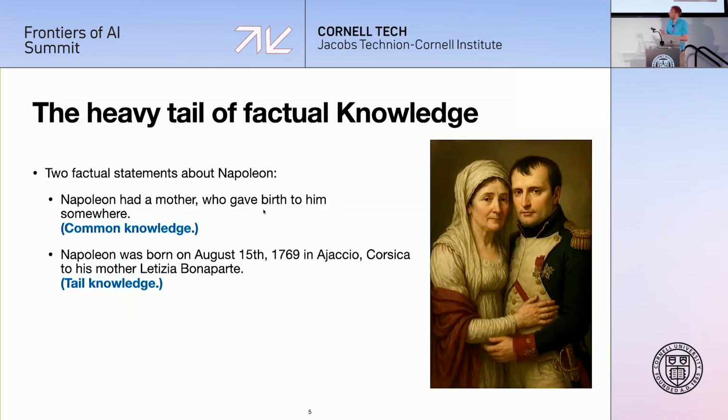The second sentence is very different. Napoleon was born on August 15th, 1769 in Ajaccio, Corsica, to his mother, Letizia Bonaparte. There are a lot of facts in there that are very, very specific. If you know something about humans in general, you still don't know that Napoleon was born on August 15th. That is a very specific fact. If you want to remember this, probably what you do is just write it down, because it's really hard to remember all these little facts. Neurons are actually not a great way to store these kinds of facts.